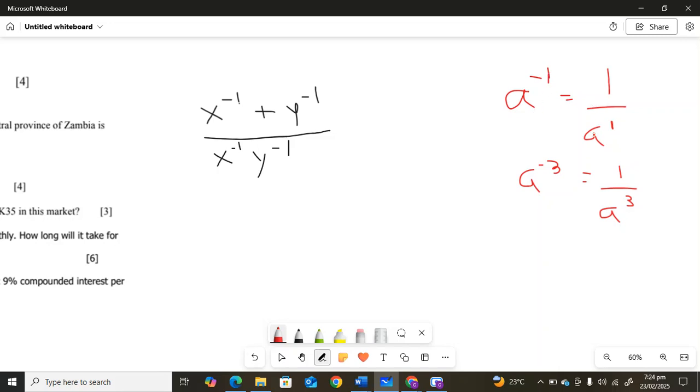So this law we're going to apply to each of these variables. For x to the power negative 1, it's the same as 1 over x. This x to the power negative 1 is the same as 1 over x, plus this y to the power negative 1 is the same as 1 over y. Okay, any questions, sir?